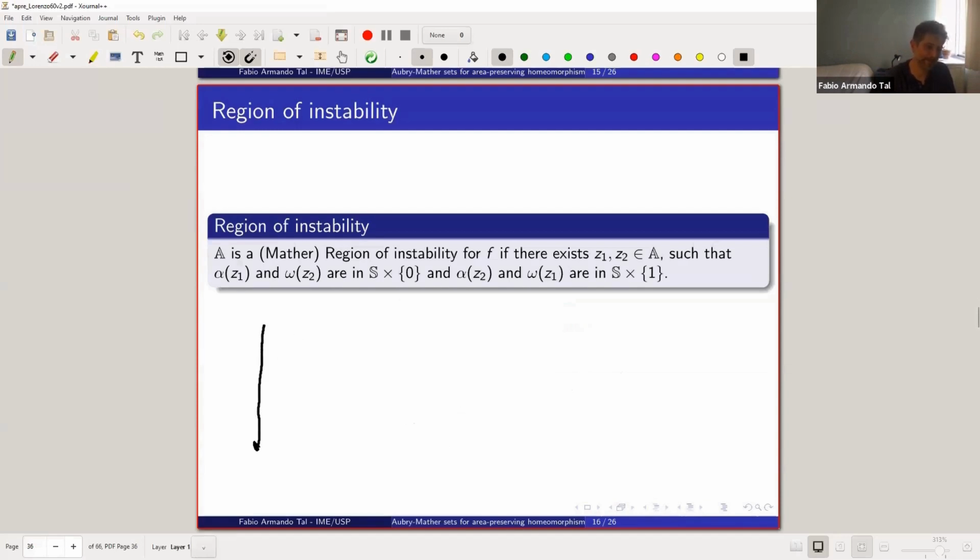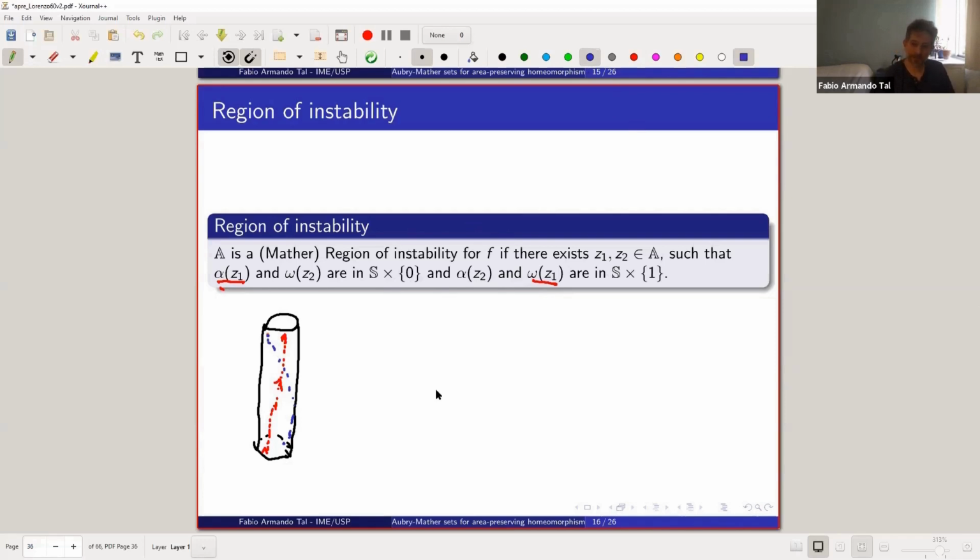I'm saying that my closed annulus is a region of instability. I think I already said this, but just to be sure, it's called the Mather region of instability, if I can find one point here such that the orbit in the future goes to the top boundary, and in the past it came from the lower boundary, so the alpha limit and the omega limit are in different boundaries. So this is one orbit that goes this way, and you also find one orbit, let me choose a different color, that goes the other way, from the top boundary to the lower boundary.